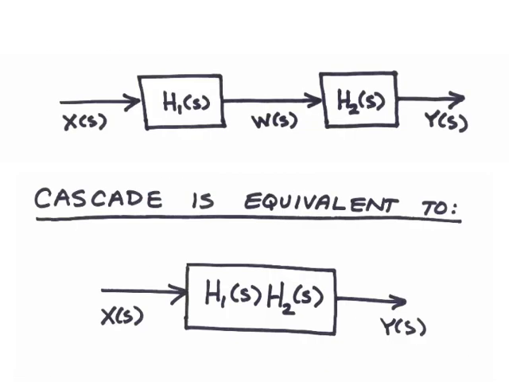Therefore, the transfer function of a cascade interconnection is the product of the individual subsystem transfer functions. In block diagram form, we can represent this as follows. If we have a cascade interconnection of systems H1(s) and H2(s), that cascade interconnection may be replaced by a single block which consists of H1(s) times H2(s). These block diagram representations are equivalent.